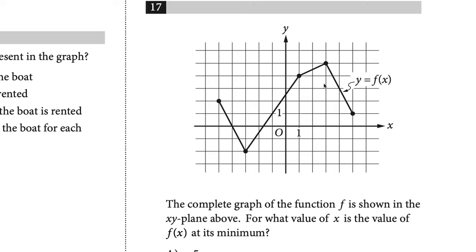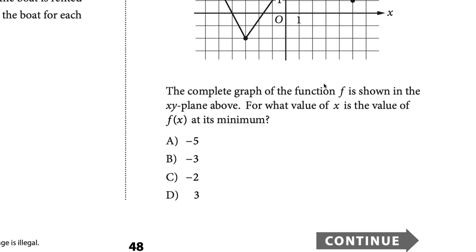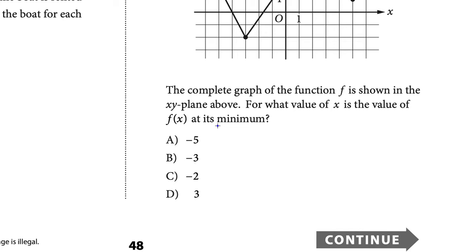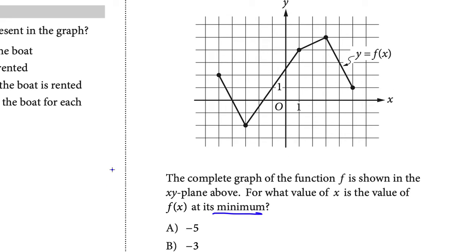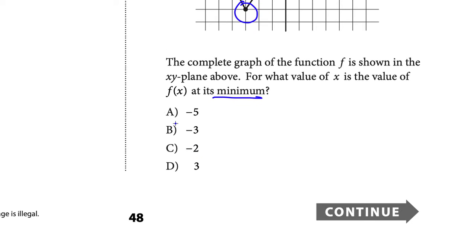So we're on problem number 17. This one is a relatively straightforward question. Where do I have a minimum value? The minimum value, what is the lowest height or the lowest value of y? Here it is. There's the lowest value of y. It's the lowest on the graph. What is the x value of that point? Well, I go -1, -2, -3. -3 is the x value of its minimum. -3 is the answer. Correct answer is B.